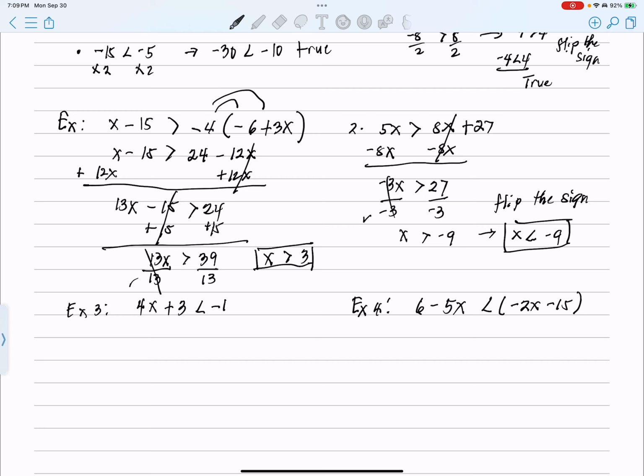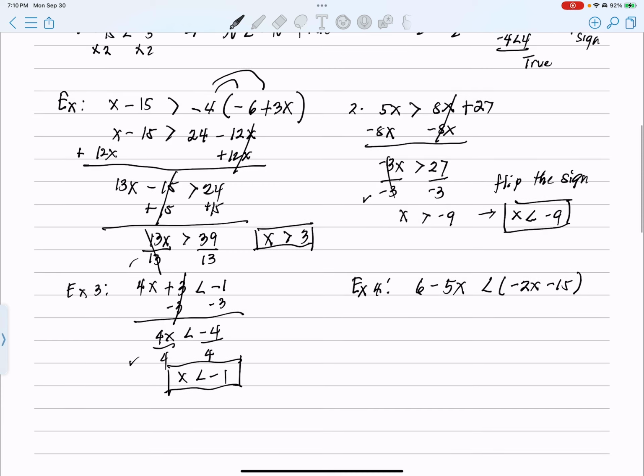We have 4x plus 3 less than 1. So let's subtract 3 on both sides. We have 4x less than negative 4. Then we divide by 4. X is less than negative 1. Is this our final answer? Yes, because we divide it with the positive, so we're not flipping any sign here. So this will be x less than negative 1. Let's do this.